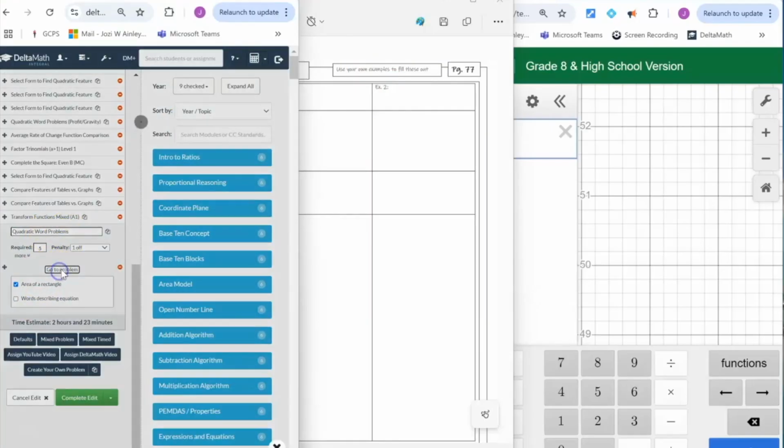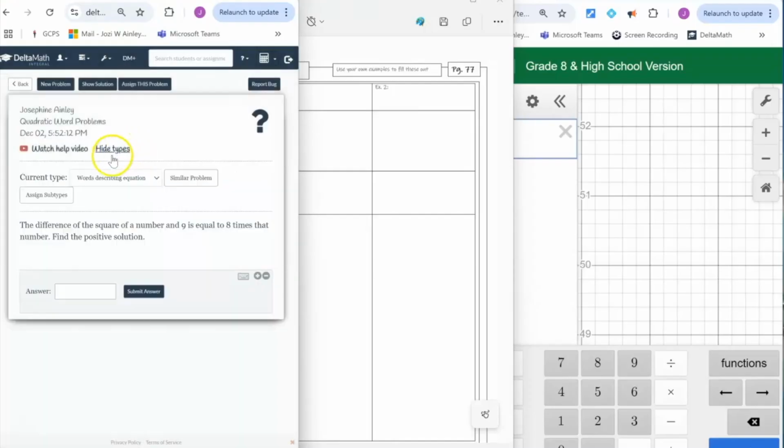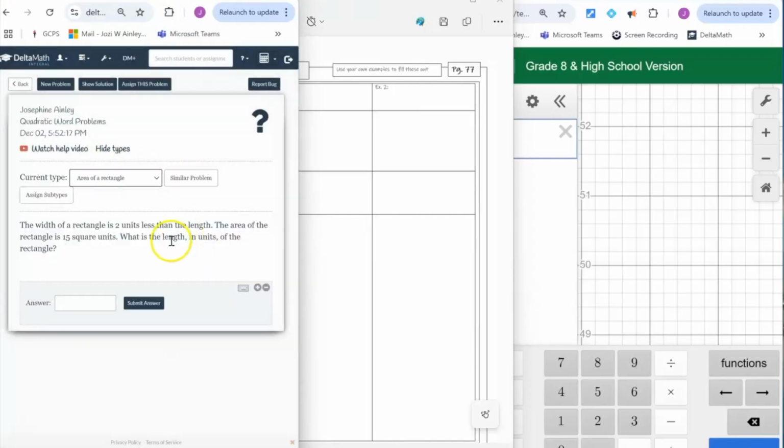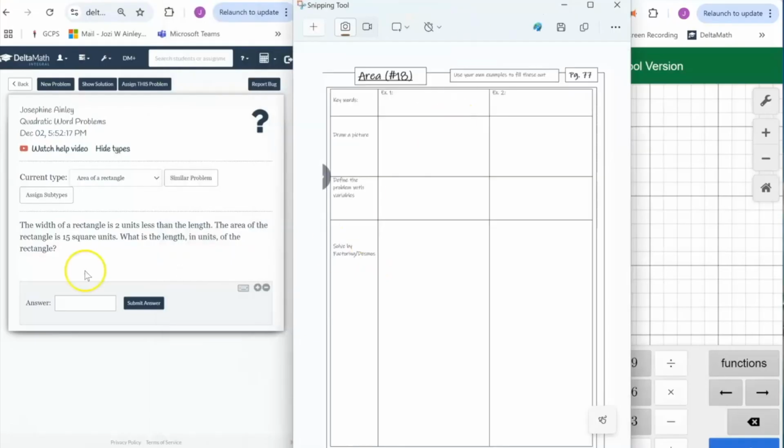Quadratic word problems. And this is going to be dealing with area only, so I'm only going to do the question that talks about area. So here's a question that I'm talking about. The best thing for you to do is identify what your keywords are. Okay, so let's take a look at it. The width of a rectangle is 2 units less than. Okay, less than. All right, means smaller. So 2 units less than the length.